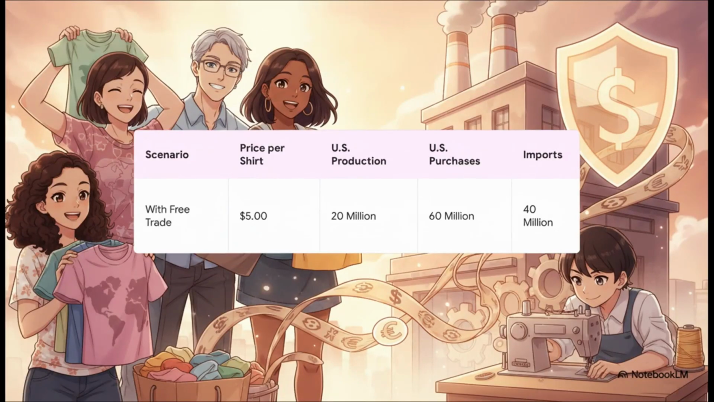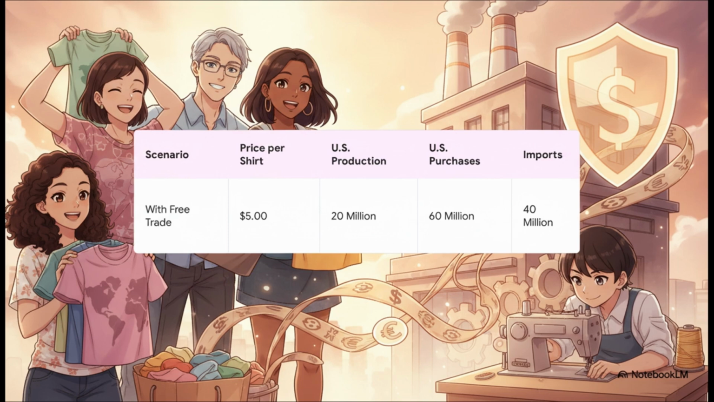But now, let's open the floodgates. Scenario 2, free trade. Suddenly we have access to the world market, where a t-shirt only costs $5. Well, what happens? American shoppers love it. The price drops, so we go out and buy way more. Our purchases jump from 40 million to 60 million.